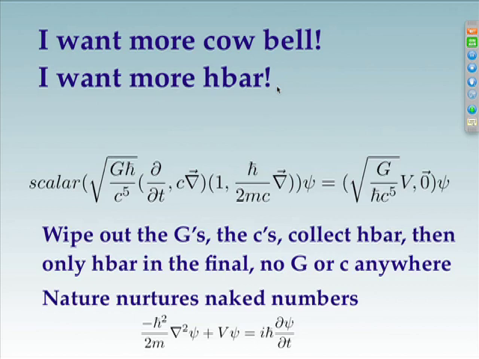Okay? See, since I wrote h bar over c on both sides, I can just wipe that out. And if I multiply through by h bar, it's spot on. So that's pretty good. I think that's it. That's my way of writing the Schrodinger wave equation using quaternions, using dimensionless operators. Oh, and there's that line. Nature nurtures naked numbers. It might make a bumper sticker someday.